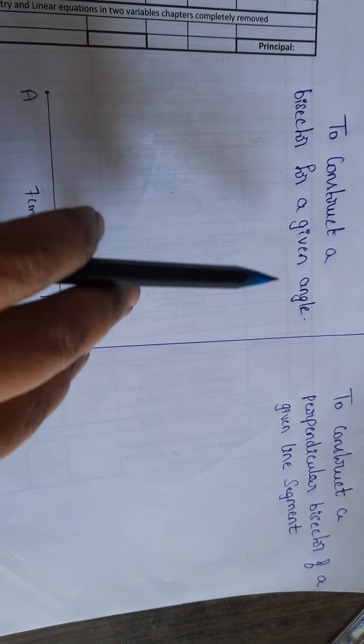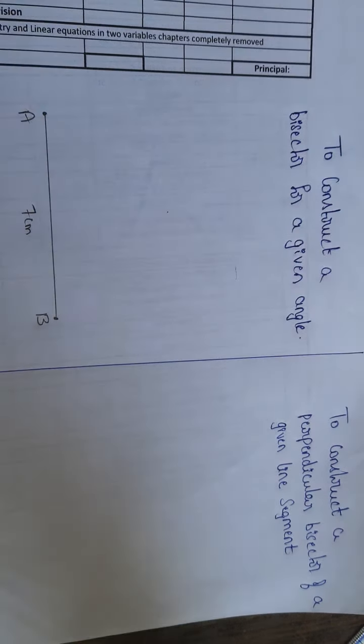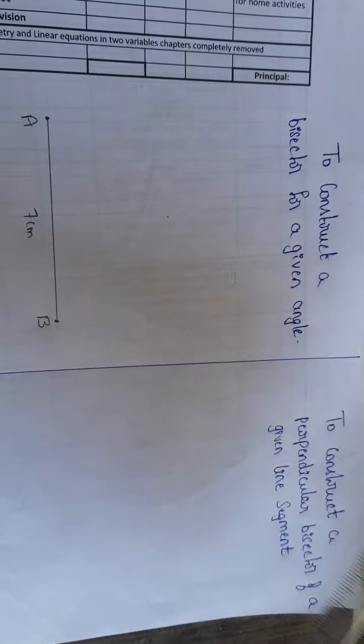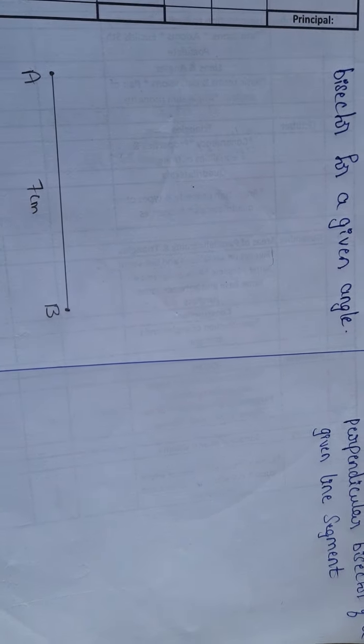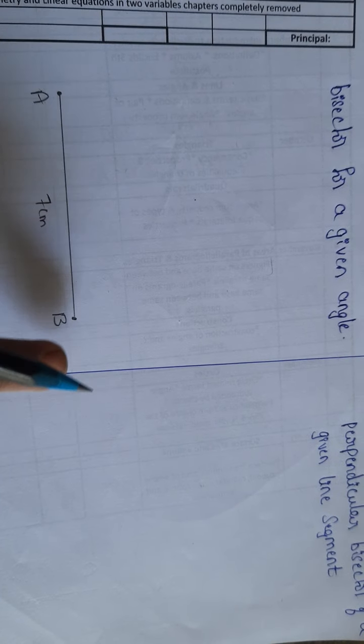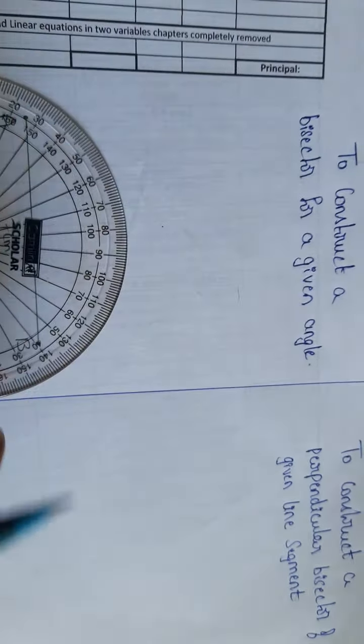Now first we are going to learn how to construct the bisector for a given angle. This you may know, children, but just still to recall, we will try to construct the bisector for a given angle. Now I have drawn a line AB of 7 centimeter. Any measurement you can take.